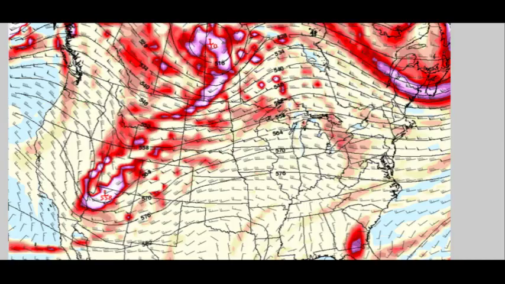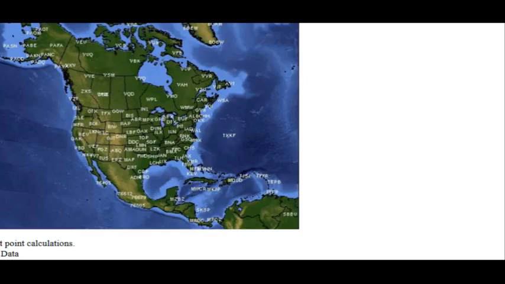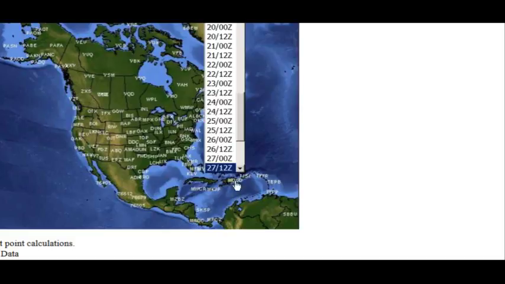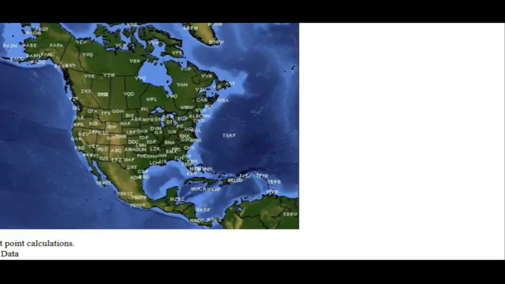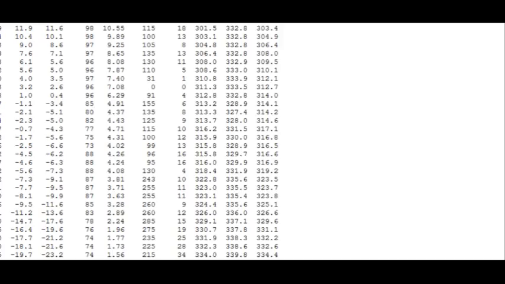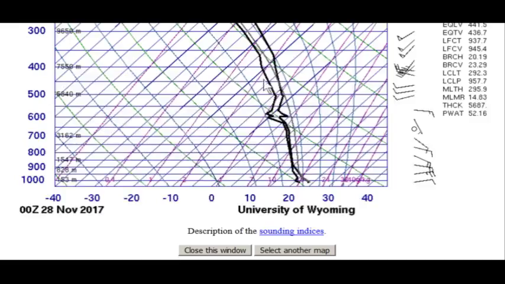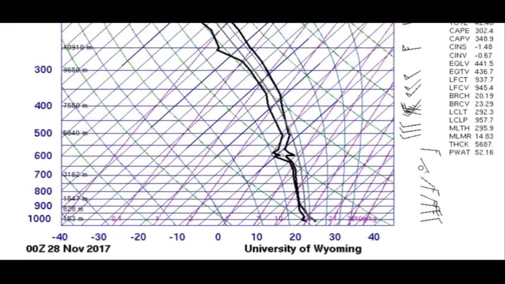Okay, where's the skew-Ts? There it is. Okay, 28.0Z. And looks like we have a choice of Lihue or Hilo. So I'll bring up the Big Island there, and there's our sounding.